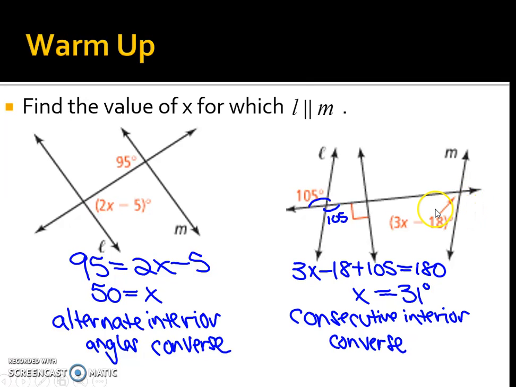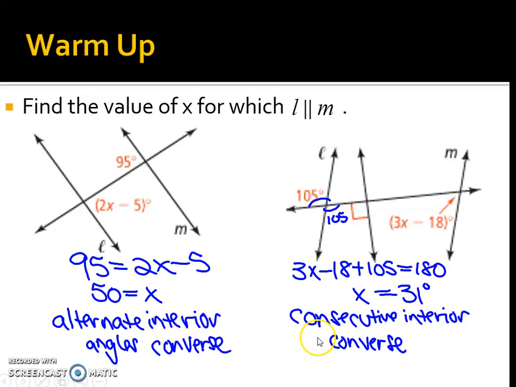And 105 plus 3x minus 18, that is supplementary. Those are linear pairs. Any straight line is 180 degrees. So you're going to say 3x minus 18 plus 105 equals 180 because these two will be supplementary angles. So you're going to solve for x that way. Combine like terms, subtract, divide, you should get 31 degrees.